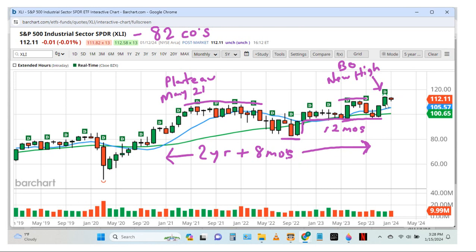Now, recently in December, we just broke out to a new high. So I think that's very positive for industrial companies overall. So I do like industrials for 2024, as they have really not done much in the last 2+ years. So that's an interesting place to go shopping for companies, the XLI.